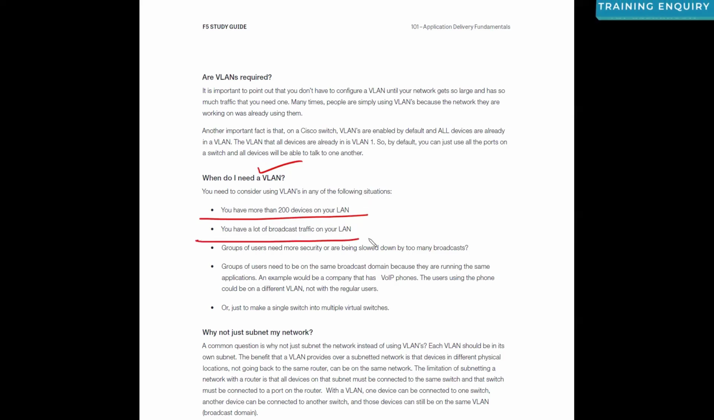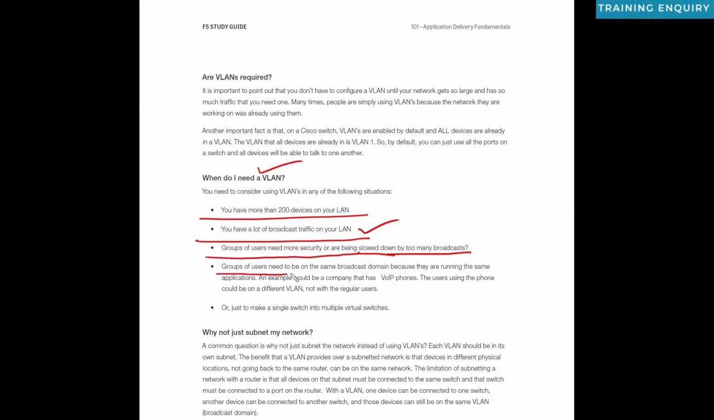Second, if you have a lot of layer 2 broadcast traffic in your local area network, then you should also break your local area network into multiple virtual local area networks with the help of VLANs. In case you have a group of users who require more security, then again you can use a dedicated VLAN for that group of users.